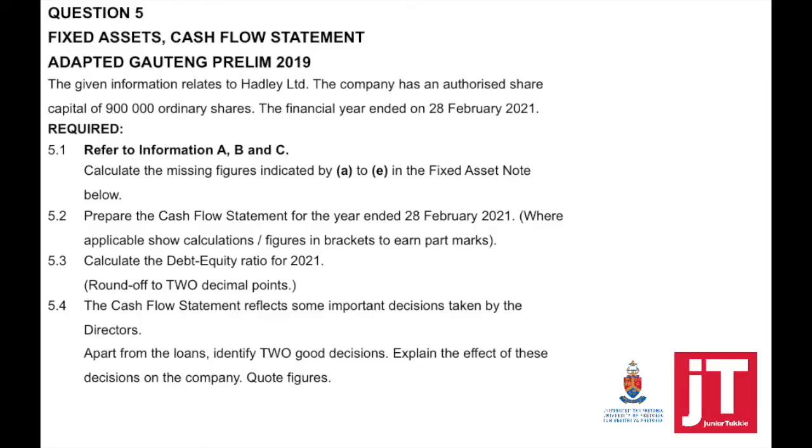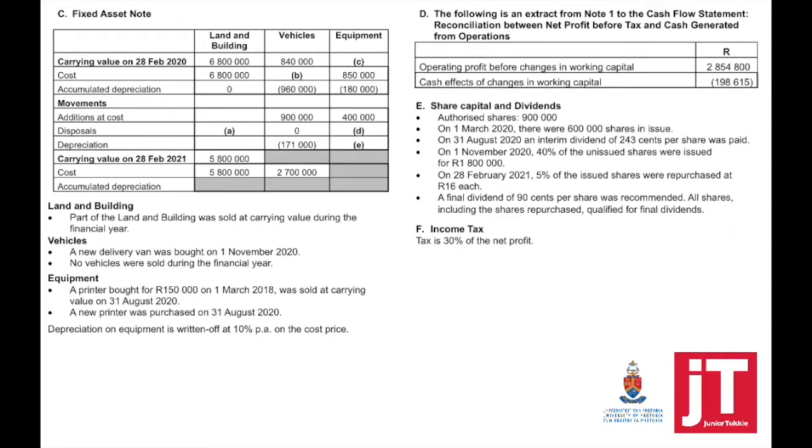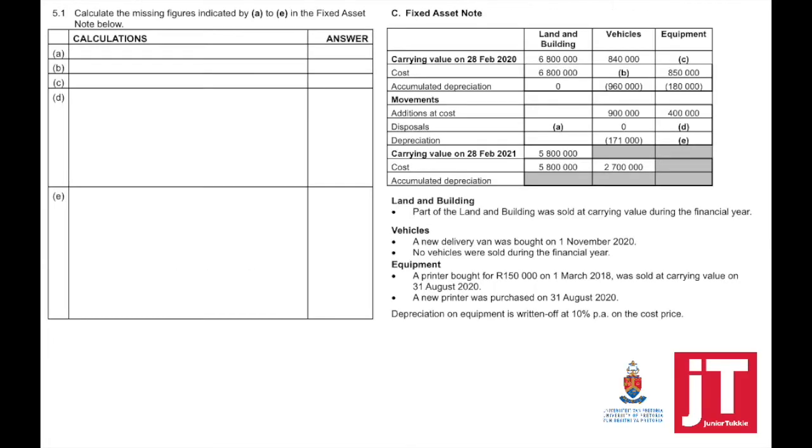financial statements. You are given an extract from the income statement and the balance sheet, and then you are provided with additional information with regards to the fixed asset note, and the following is an extract from the note of the cash flow statement. So take note of how the information is given in a different way than what you've done in the previous activity.